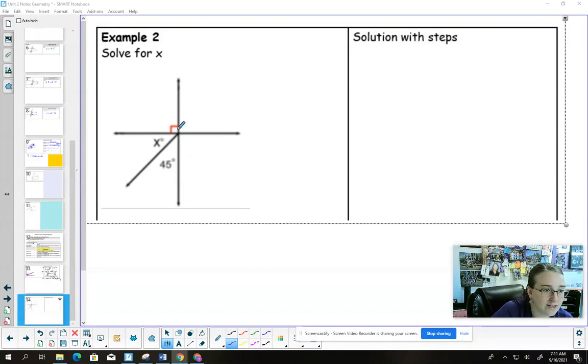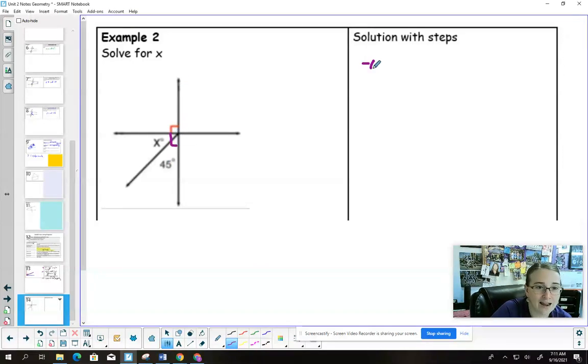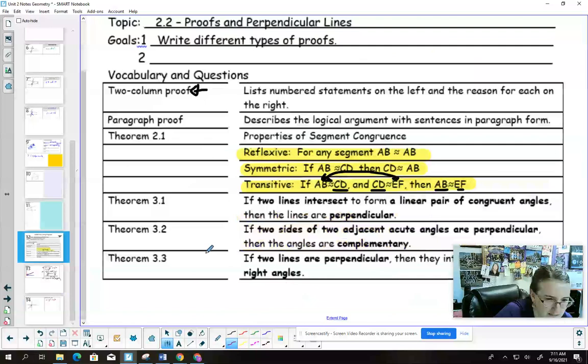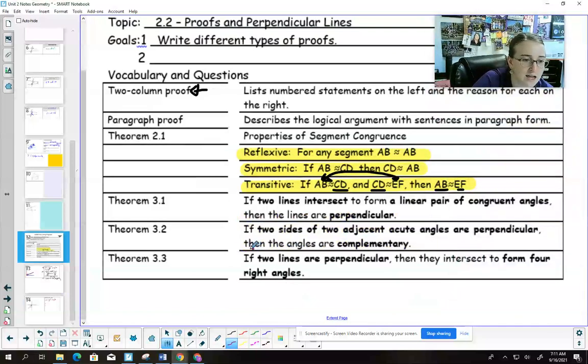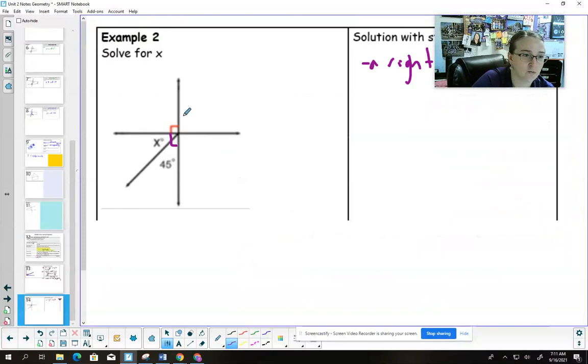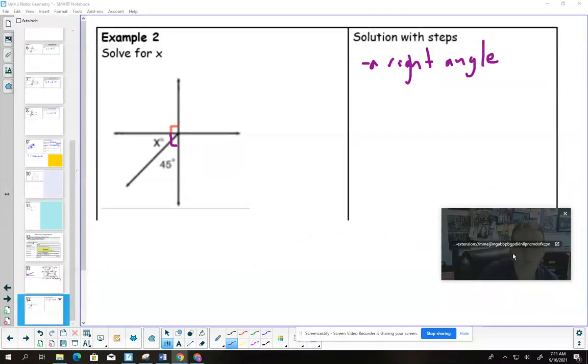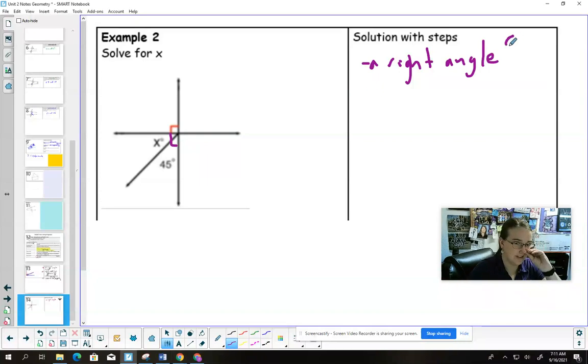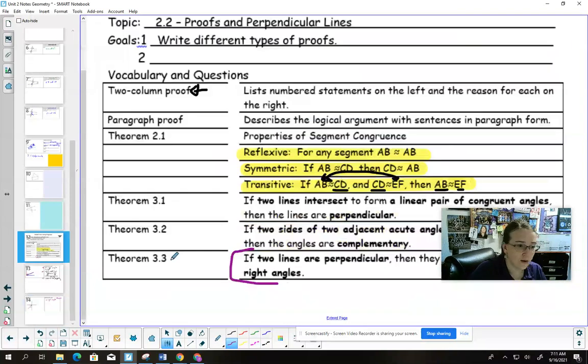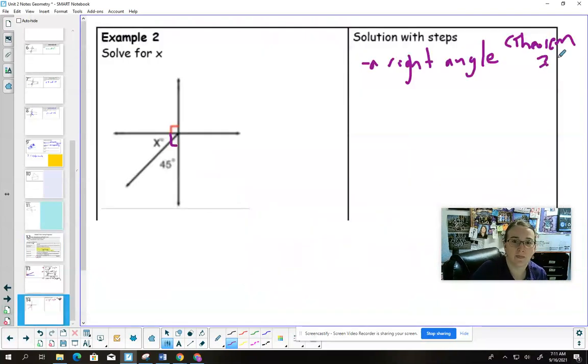Okay, so what we know is if two lines intersect to form a right angle, there's also a right angle here. We do have a right angle. Do I want to say if two lines are perpendicular? Yes. If two lines are perpendicular, then they intersect to form 4 right angles. So because there is a right angle right here, this is a right angle, this is a right angle, this is a right angle. We can say that for sure. And again, that's technically theorem 3.3 that we're referencing there.